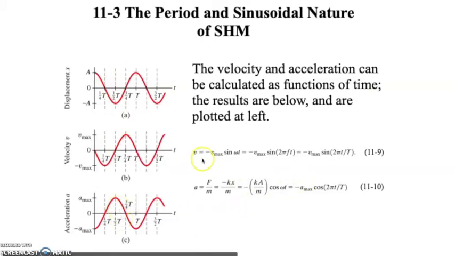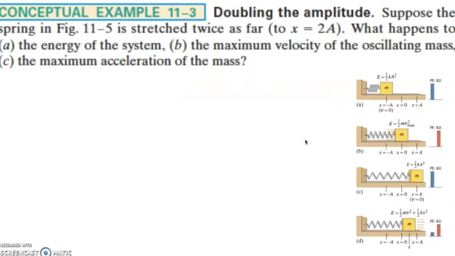And then you can see the math here to try to find what the velocity is, negative v max sine of 2 pi t over period, or the acceleration, which is max acceleration cosine of 2 pi t over period. So let's do some examples here. So we're going to double the amplitude.